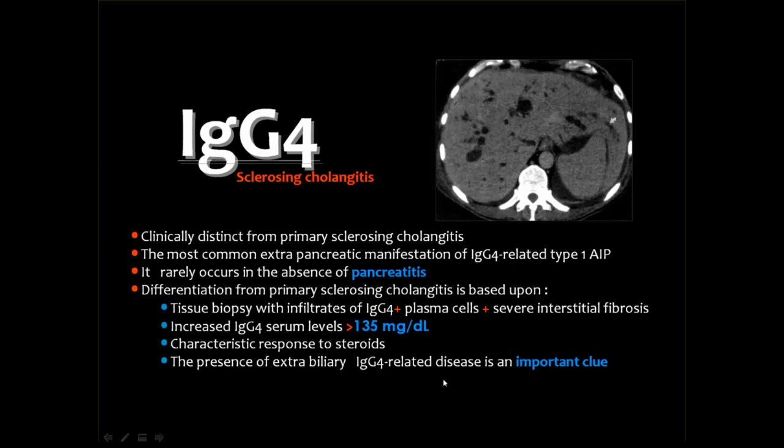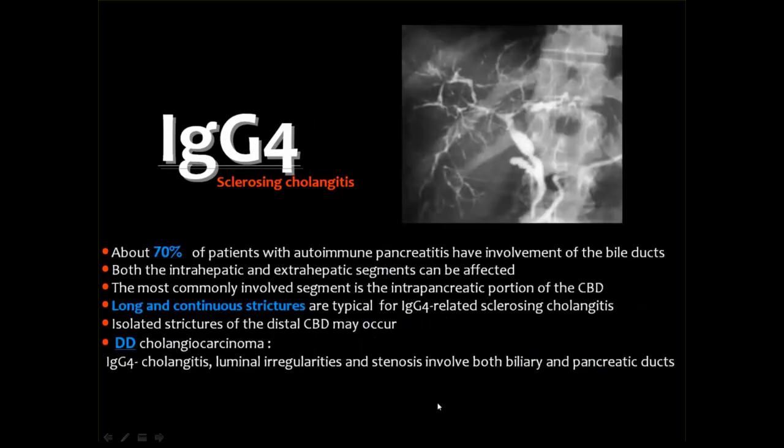Characteristically, these lesions respond well to corticosteroids. And of course, the presence of extrabiliary lesions, in particular in the pancreas, will help you to reach the diagnosis. Then, 70% of patients with autoimmune pancreatitis will have involvement of the biliary radicals. The disease involves the intrahepatic as well as the extrahepatic bile ducts.